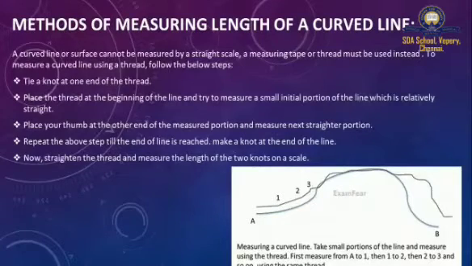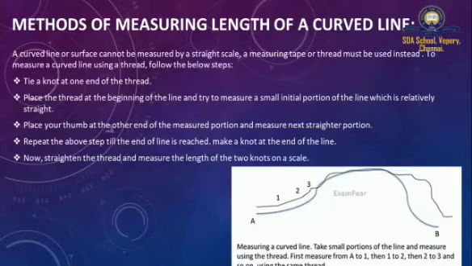A curved line cannot be measured by using a straight scale. Okay, so instead you're going to use a measuring tape or a thread to measure the curved line. So to measure a curved line using a thread, you must follow certain steps. So first is you're going to tie a knot at one end of the thread. So at one end of the thread, you are going to tie a knot and place the thread at the beginning of the line. And you must try to measure a small portion of the line which is straight.